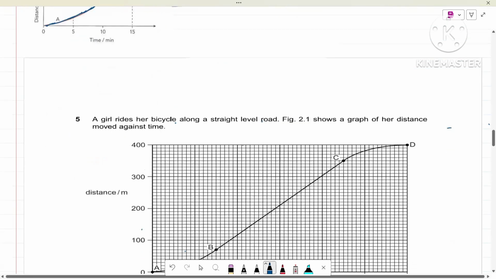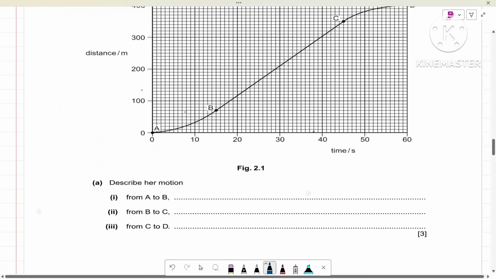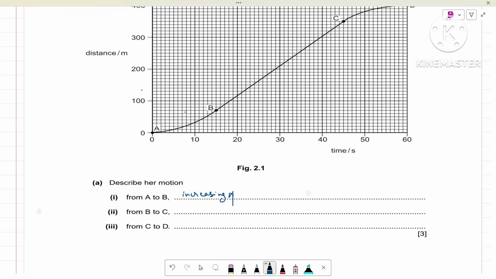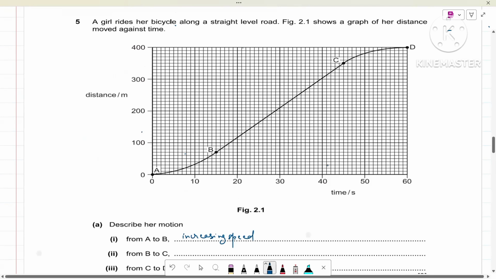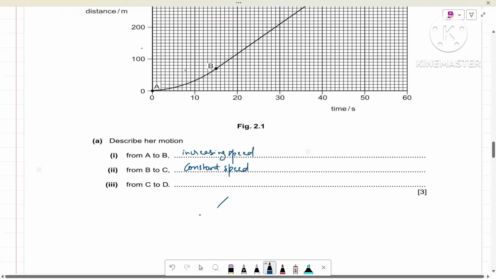How to solve a question? What type of questions will come? The first type: a graph will be given to you and you will be asked to describe the motion. From A to B, you can see the slope is increasing for the distance time graph. If the slope is increasing, we can say increasing speed. Now from B to C, we can see a straight line. If it is a straight line, this means constant speed. Now from C to D, we can see the slope is decreasing with time, so we can say decreasing speed. This is one type of question.